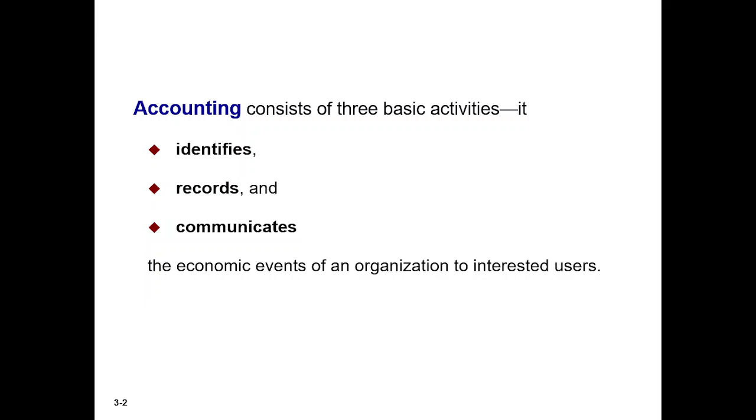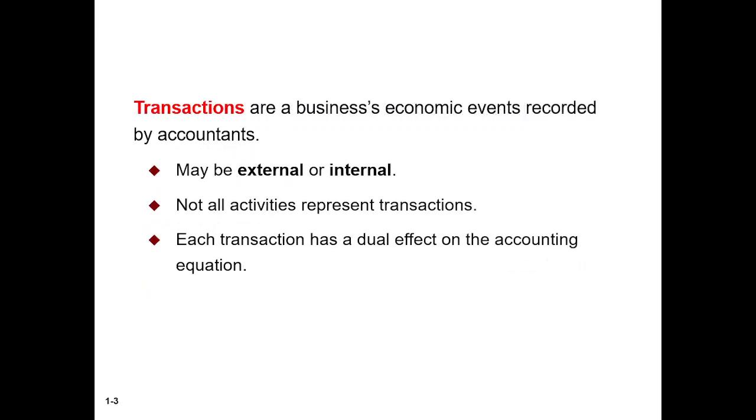We learned before that accounting mainly consists of three basic activities. It identifies, records, and communicates the economic events of an organization to its interested users. We know that users are classified into internal and external users. Today, we are going to learn about the main basic rules for financial accounting. First, we must know what transactions we are going to record in financial accounting.